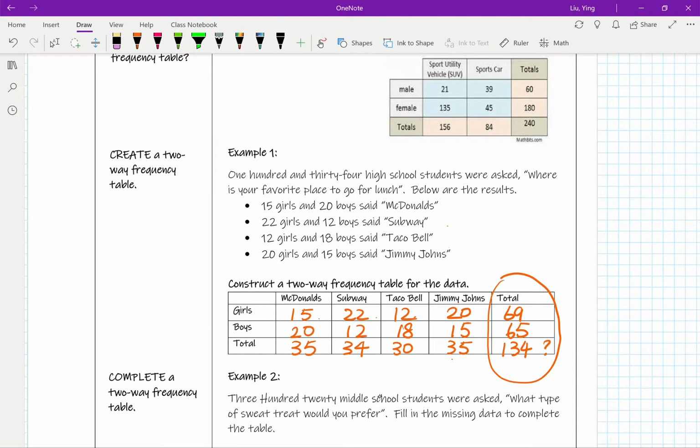Okay, so now let's look at just this way. We have 35 students like McDonald's, 34 like Subway, 30 like Taco Bell, and 35 like Jimmy John's. If we add up all these students together, it should give us 134 because that's all the students we asked. So let's do that with a calculator. 35 plus 34 plus 30 plus 35. It is 134. So that's good. That was how we checked our work. We did it right. So it matches the 134 students.